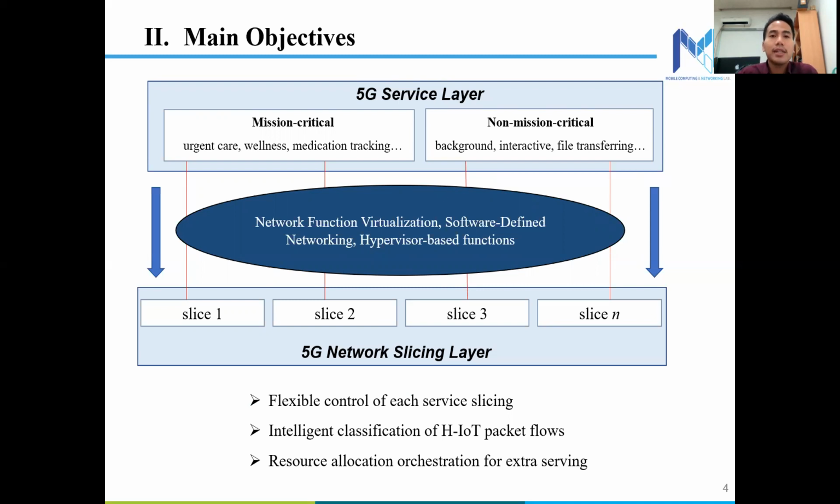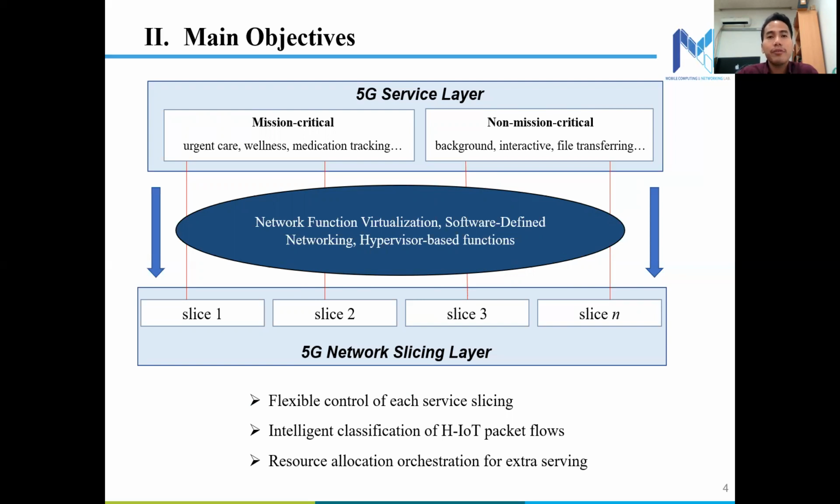criticality is required to be well classified between mission critical and non-mission critical. For example, mission critical includes application systems such as urgent healthcare wellness system, remote patient monitoring system, medication tracking, remote surgery, and so on, which require a high performance metric configuration. And the non-mission critical, such as background or interactive applications, can be delayed without seriously affecting the user.